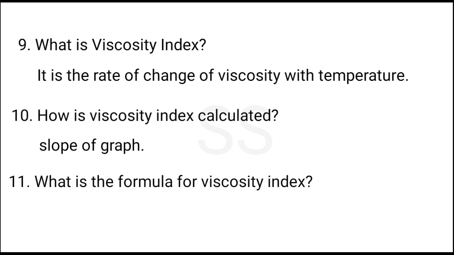What is the formula for viscosity index? The formula for viscosity index is (L minus U) divided by (L minus H) into 100, where L is the viscosity at 100 degree Fahrenheit of Gulf oil, which has the same value at 210 degree Fahrenheit as that of the oil tested. H is the viscosity at 100 degree Fahrenheit of Pennsylvanian oils, which have the same viscosity at 210 degree Fahrenheit as that of the oil tested. U is the viscosity at 100 degree Fahrenheit of the oil under test.